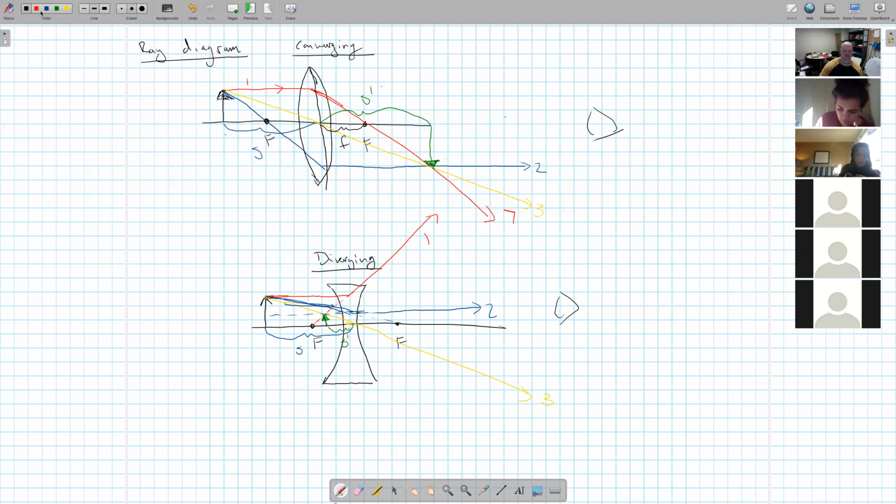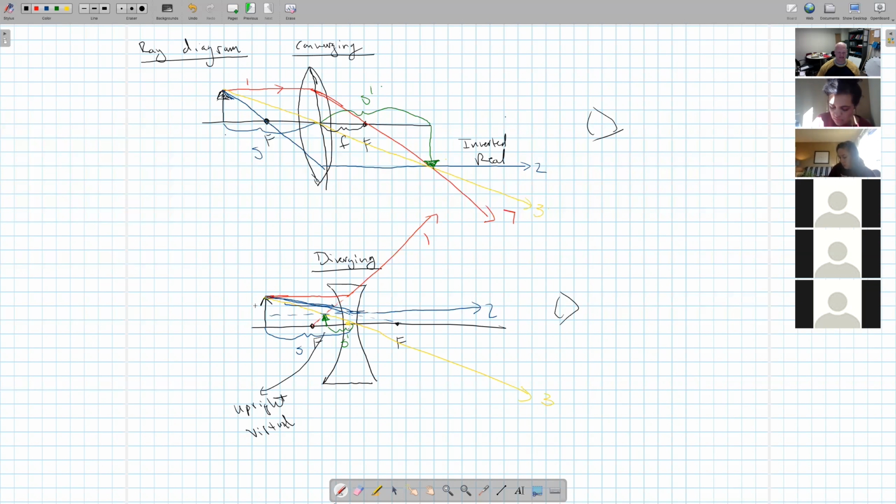So let's talk about the difference between these images. This image here is an inverted real image, and it's real because the light is passing through it, since the light starts off on the left and moves to the right and continues to move to the right. So if I put a piece of paper here, this one would have light actually passing through it, whereas this image here is actually upright and virtual.